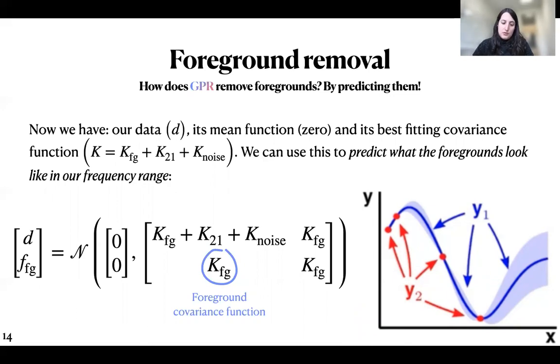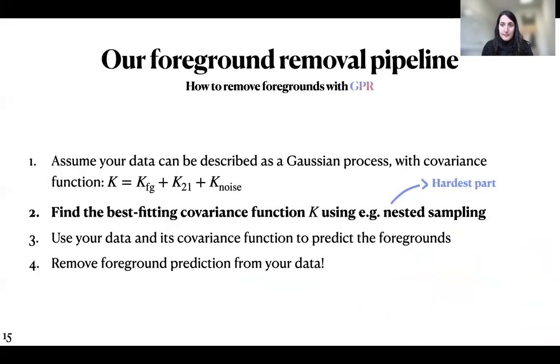So before, when I described the GPR, I said that we wanted to use it to find new data points. But here, we're not interested in new frequency ranges. We're just interested in our frequency range, but we want to isolate the foreground signal so that we can remove it. So you can see that to do this, we do need our full covariance function, but we also isolate just the foreground covariance function to get out our foreground signal prediction, and then we remove it.